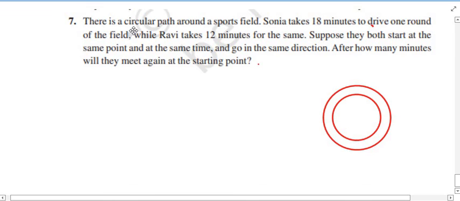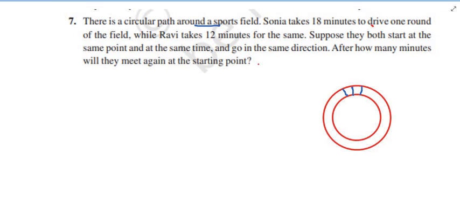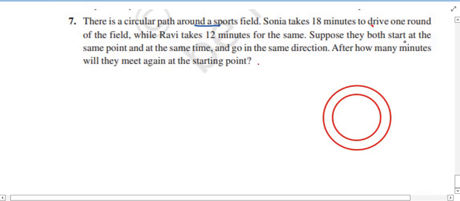So in this question it's given that there is a circular path around a sports field. As you can see, this is a circular path, and Sonia takes 18 minutes to drive one round. Let's suppose this is a starting point, and if Sonia starts from this point, she takes 18 minutes to drive one round, while Ravi takes 12 minutes to cover one round. Suppose they both start at the same time, from the same point, and go in the same direction. After how many minutes will they meet again at the starting point?